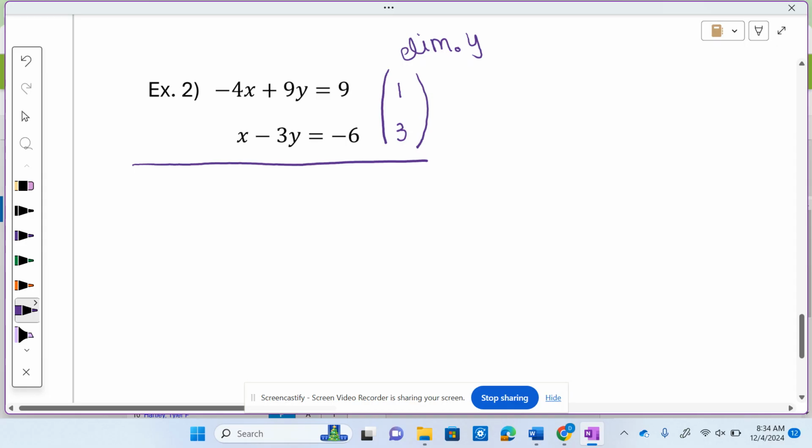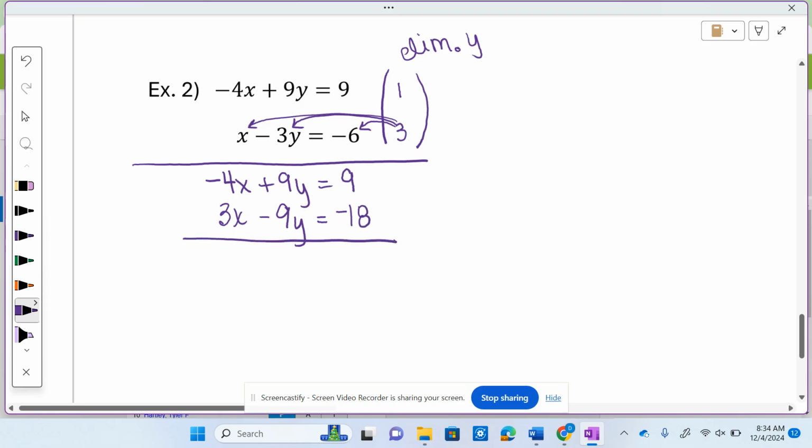So the top equation, I write a 1 there so I know that I'm multiplying both equations by something, but we're really not changing it, right? So the top equation doesn't change. Negative 4x plus 9y equals 9. The bottom equation, however, let's see. 3 times x is 3x. 3 times negative 3y is negative 9y. And 3 times negative 6 is negative 18.